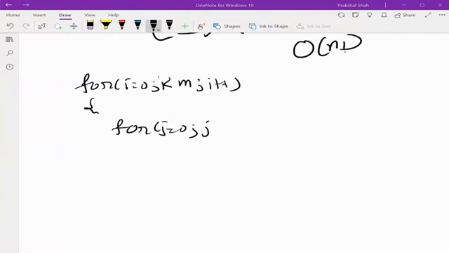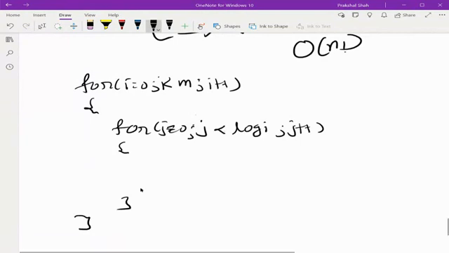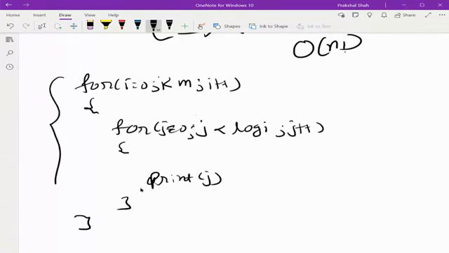Have we covered the log example like this? Suppose j equals 0, and j is less than log i, and j plus plus. Here I'm just doing print j. What will be the complexity of this?